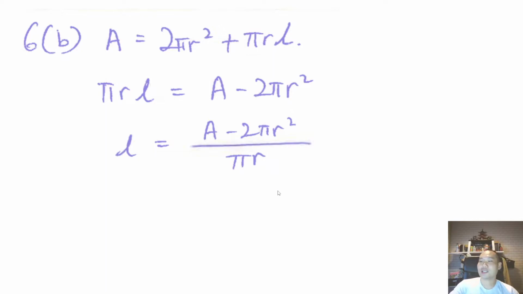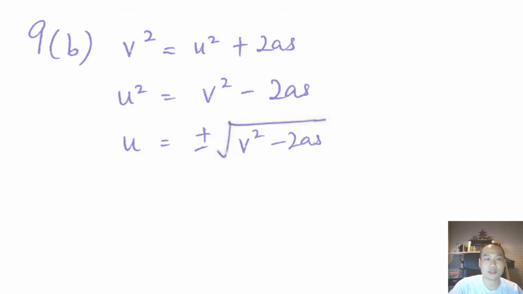So it takes a while to be comfortable with this idea, but remember, the idea is whatever unknown we want to be the subject, we need to isolate it, right? So if there's only one copy of it, it's very straightforward. If there's more than one copy of it, then some manipulation needs to take place.